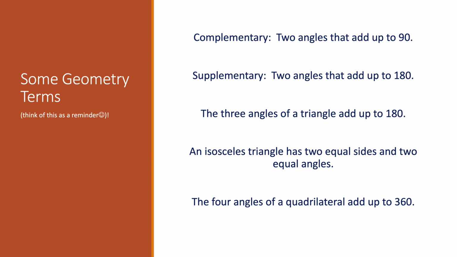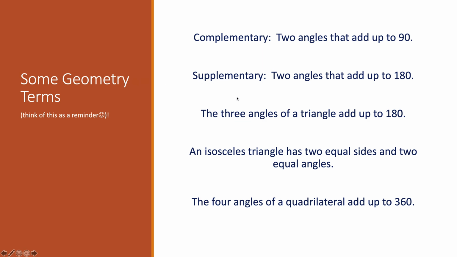The next is supplementary, and that means two angles that add up to 180. Now, there's several mnemonic devices to remember which of these terms means which. I like to remember it this way. In the alphabet, the letter C comes before S, and in the numbers, 90 comes before 180. So like C comes first and 90 comes first, they pair up. Complementary means two angles that add up to 90, and S comes last and 180 comes last. Supplementary means two angles that add up to 180.